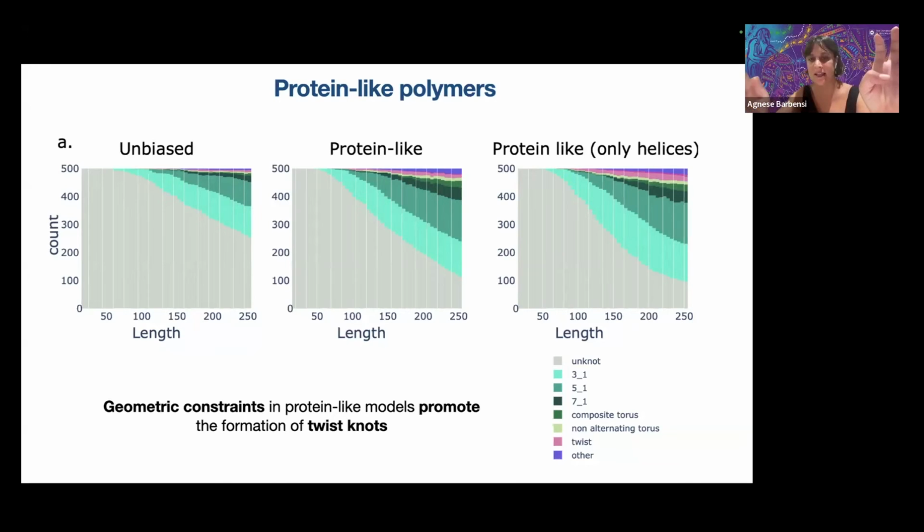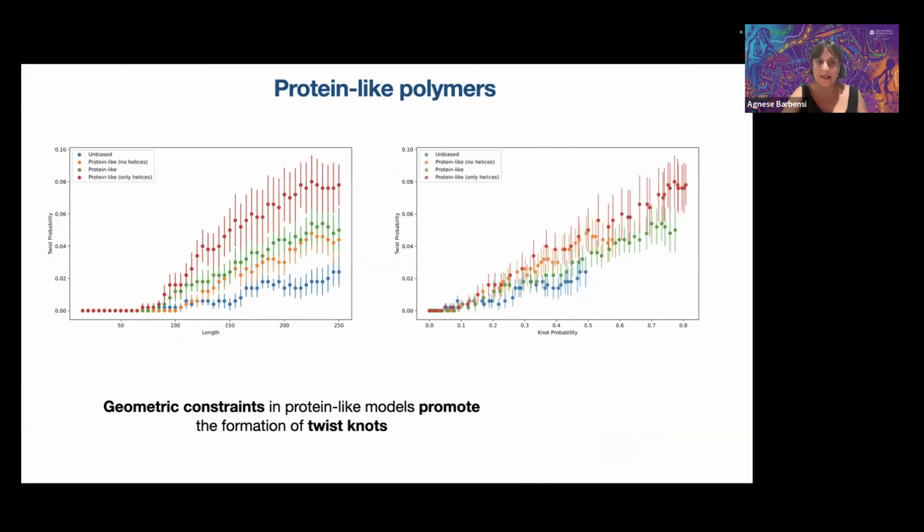So the first become 5-1, then 7-1, and this is described by these bands of the trefoil slowly becoming 5-1 and then 7-1 as the chain becomes longer. But importantly, we see this increase in the occurrence probability of twist knots, and also of complex knots that are not alternating torus knots, or connected sums of alternating torus knots. The difference might seem small, but is actually statistically significant, as we can see from these 2 other plots.